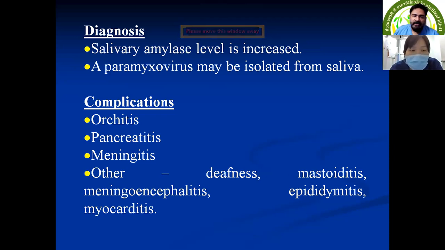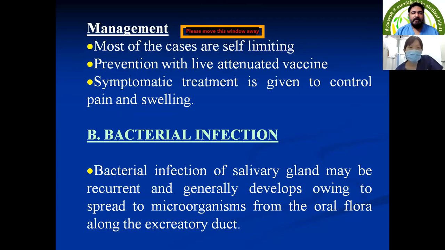Complications are orchitis, swelling inside the ear, pancreatitis, meningitis, and others like deafness, mastoiditis, meningoencephalitis, and myocarditis. So this was the dangerous one. Management: most of the cases are self-limiting. Prevention is with the live attenuated vaccine. And symptomatic treatment is given to control pain and swelling.